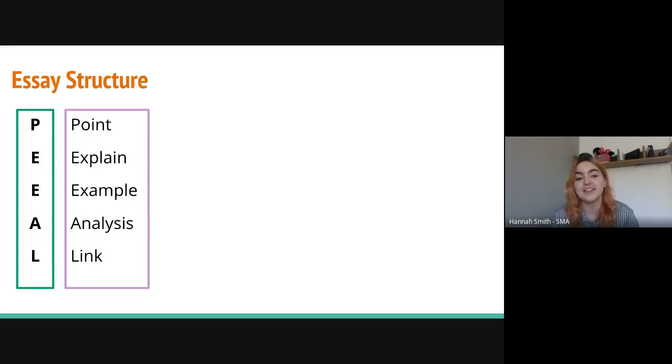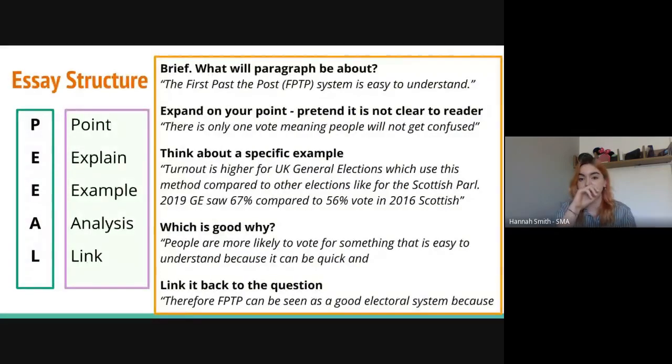We PE'd, so we point, explain and exampled all our answers. This year we need to add an extra step, which is analysis and link. What I would say is every time you're doing an essay in Modern, you PEEL. So we're taking it a bit further. We're a bit less immature than last year, thankfully. What does this mean? This is just a very rough example. Your point, keep it brief. What are you about to tell me? The first past the post system is easy to understand. That's a point. Basically, you're telling your marker, what are you about to talk about in this paragraph?